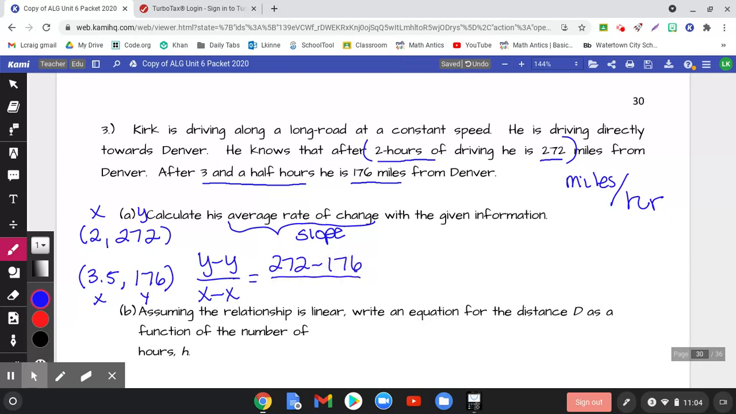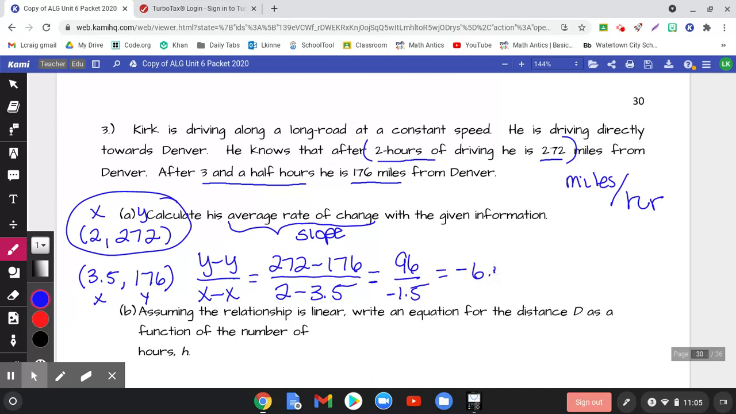And then how much time passed? I'm going to still go in this order because, again, the slope's going to be negative because he is going towards Denver. All right, and we'll talk about it. So since I did 272 minus 176, I have to do 2 minus 3.5. All right, so we'll subtract those. We get 96 divided by negative 1.5, negative 64, because he's getting closer. So the distance is getting smaller.